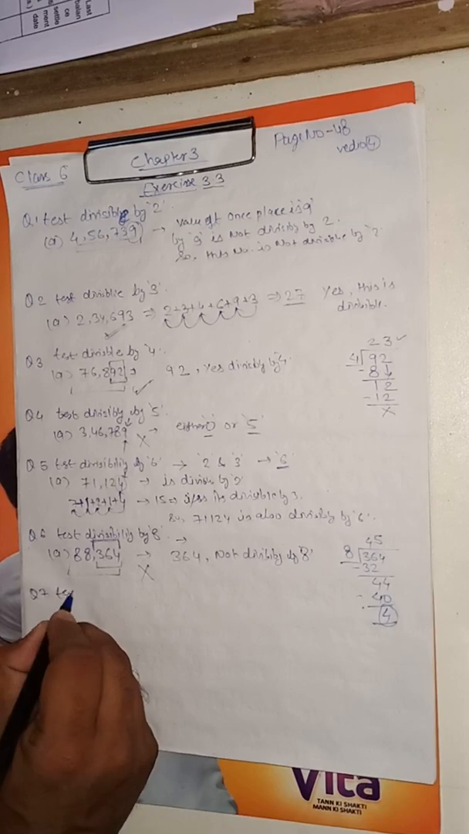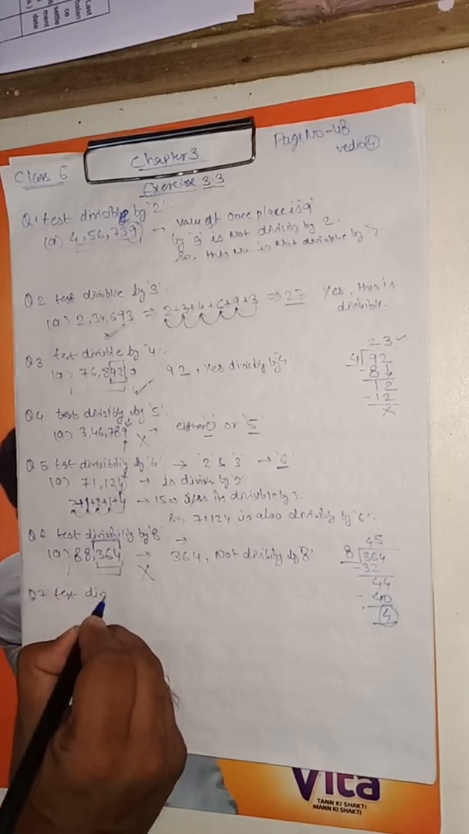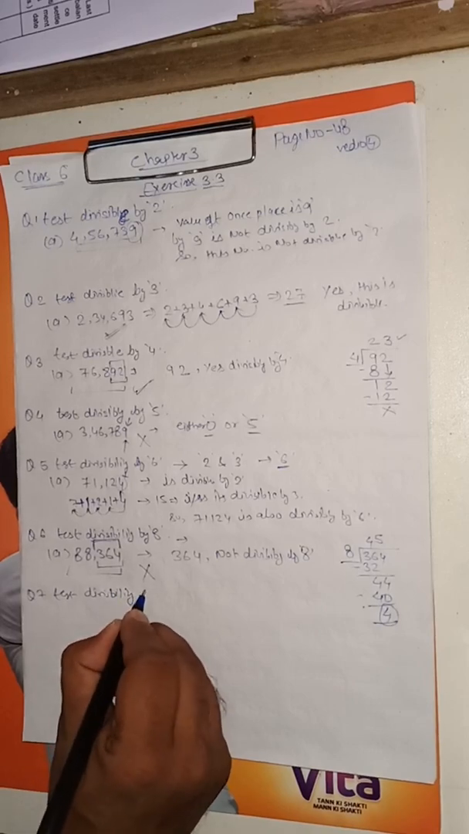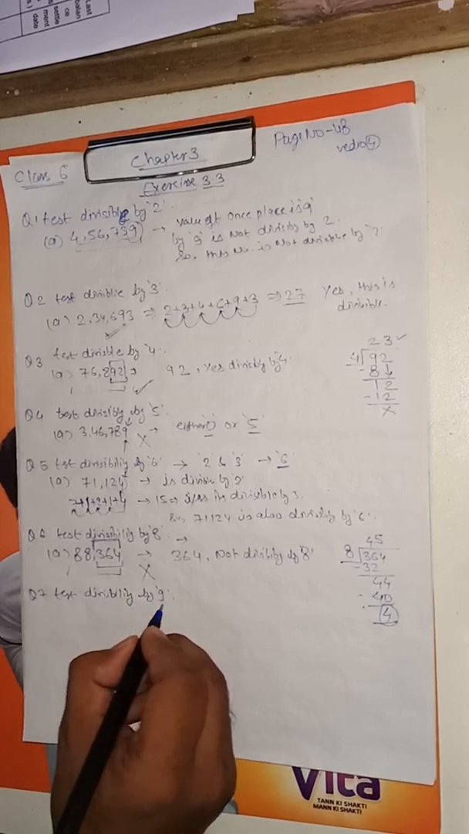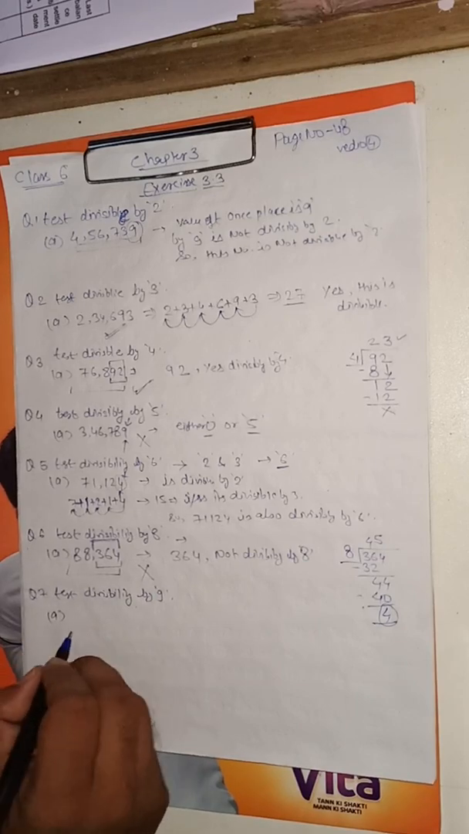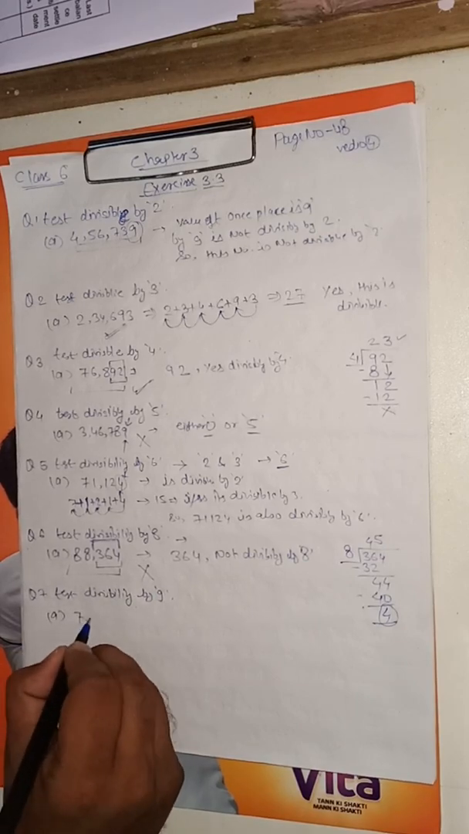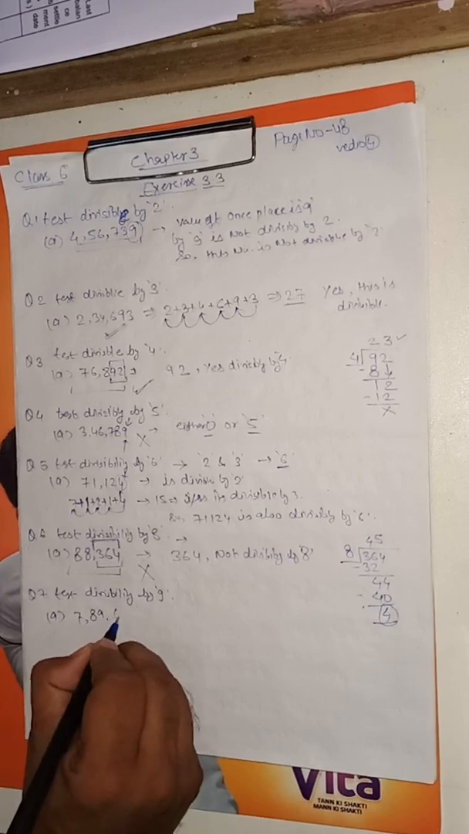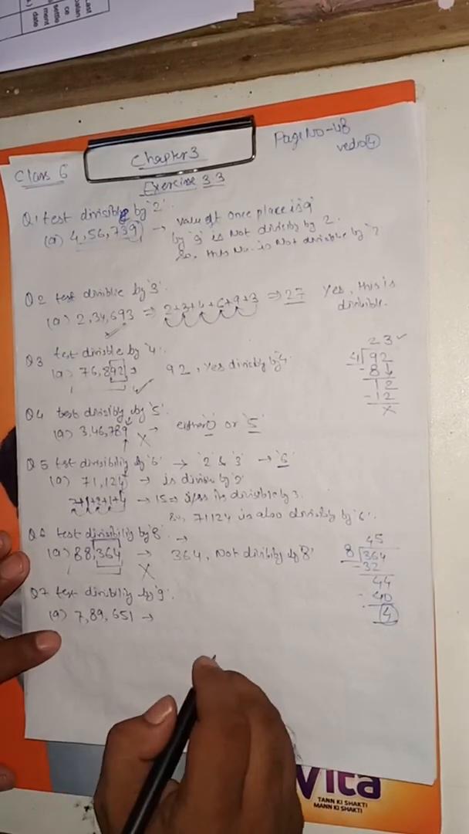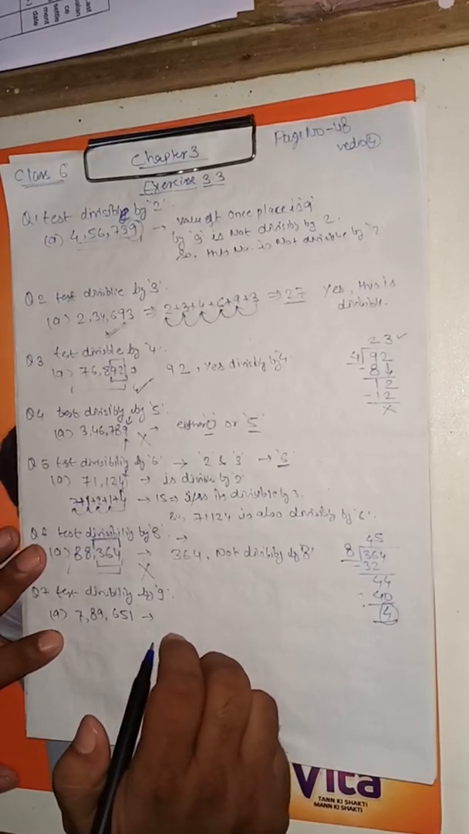Here we are going to see the test of divisibility by 9. Part A is saying that 7,89,651. What is the rule of the test of divisibility of 9?